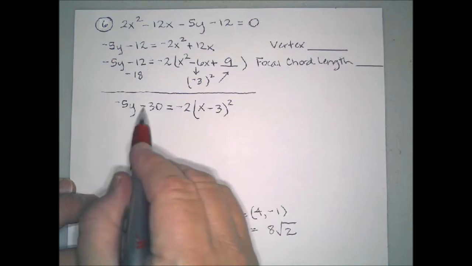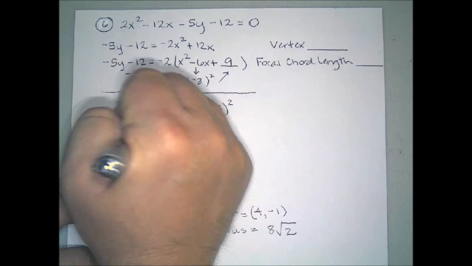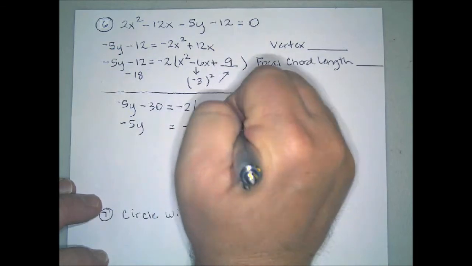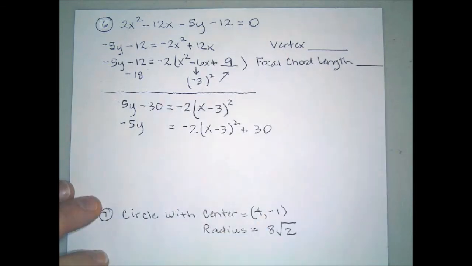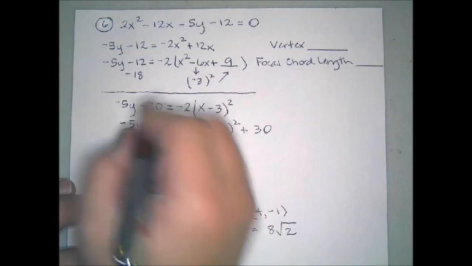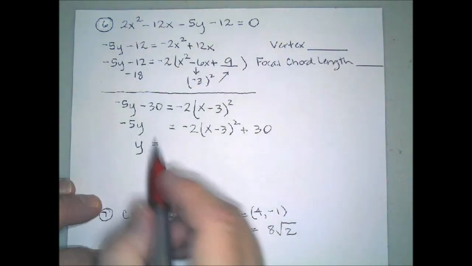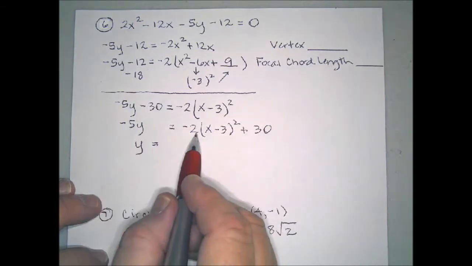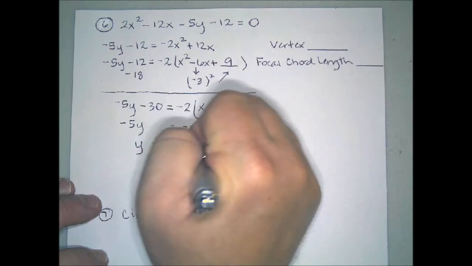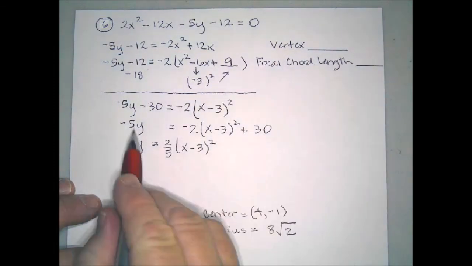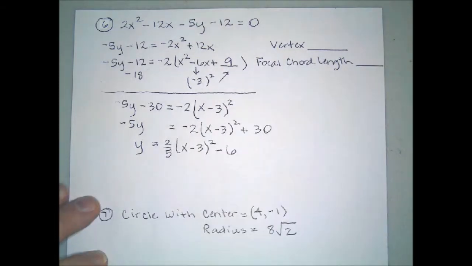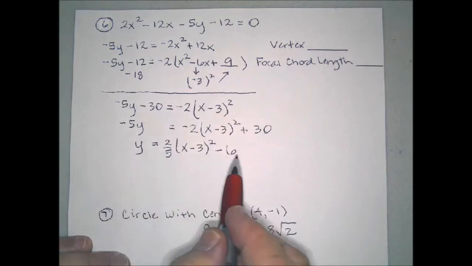Now the next thing I'm going to do is move that negative 30 over to the other side. Negative 5y equals negative 2 times x minus 3 squared plus 30. And the last thing I'm going to do is divide both sides by negative 5, so y equals. Negative 2 over negative 5 is 2/5 times x minus 3 squared. And 30 divided by negative 5 is minus 6. So there's my equation in descriptive form.